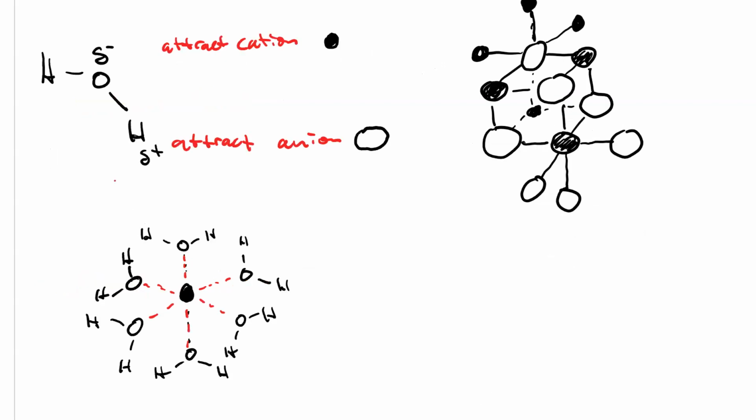Here is a picture of a hydrated cation. You can see here's the cation in the center with its positive charge, and then the water molecules surround it and point their oxygen end toward it. So each delta minus on each oxygen is interacting with that positive charge on the cation.